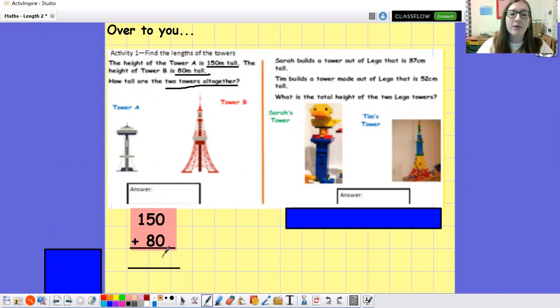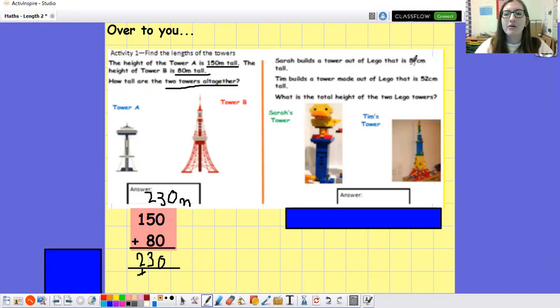So I'm going to do 0 add 0, which is 0, well done. 5 tens and 8 tens, 8, 9, 10, 11, 12, 13. Put my 3 here and my 1 underneath. And then 100 add 100, which is 200. So you should have gotten the answer as 230. What? Flying monkeys? Bananas? Metres. Well done. Metres.